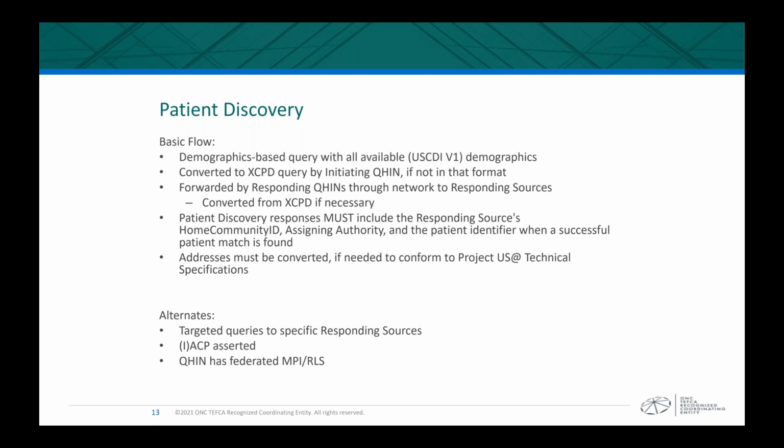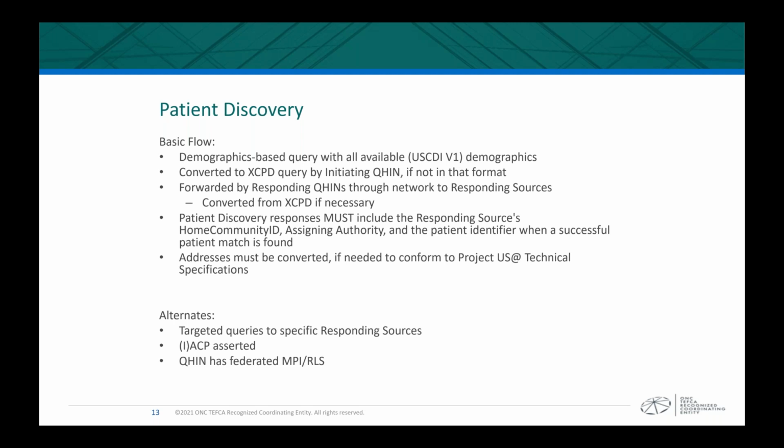Some of the requirements on the patient discovery, the first step in the query flow, are the inclusion of, we do have some requirements, and this flows all the way down to participants and sub-participants, around the demographics that need to be included. And this is to ensure that the responding side gets all of the available demographics to be able to make an appropriate match. Conversion to XCPD, we already talked about that. Patient discovery responses include the responding source's identifiers. Again, that's part of how you know who has the information and how to send that subsequent query.